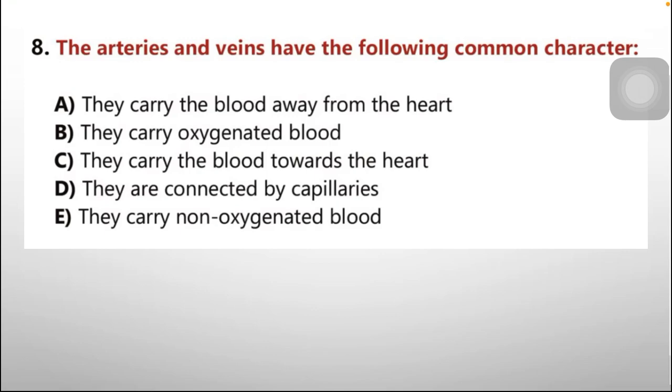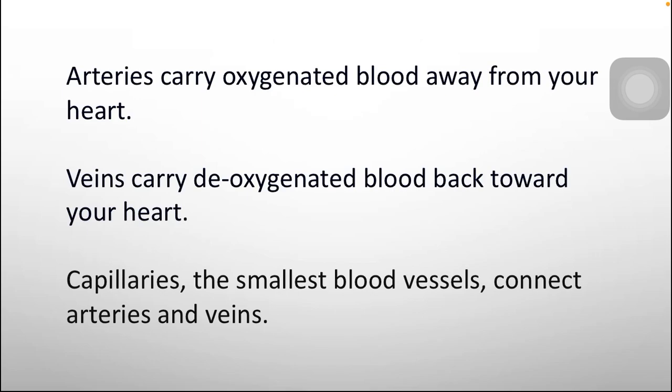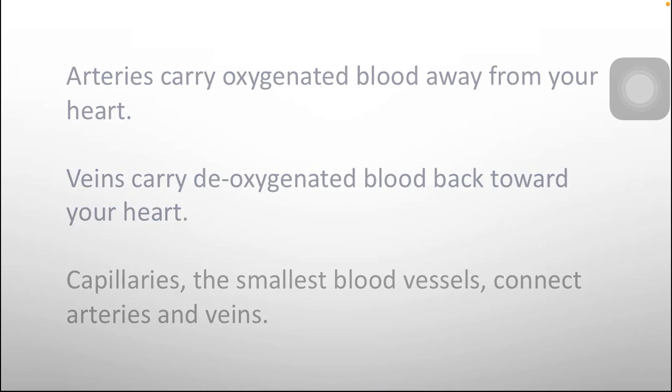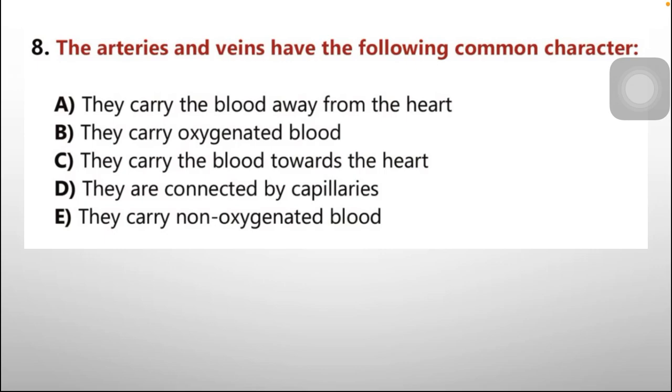Firstly, what we have to do is to know the function of arteries, veins, and capillaries. Arteries carry oxygenated blood away from your heart. Veins carry deoxygenated blood back towards your heart. Capillaries, the smallest blood vessels, connect arteries and veins. So, option A: they carry the blood away, that is arteries. B: they carry oxygenated blood, that is arteries. C: they carry the blood towards the heart, that is veins. D: they are connected by capillaries, so this is the common character. E: they carry non-oxygenated blood, that is done by veins. So the correct option is option number D.